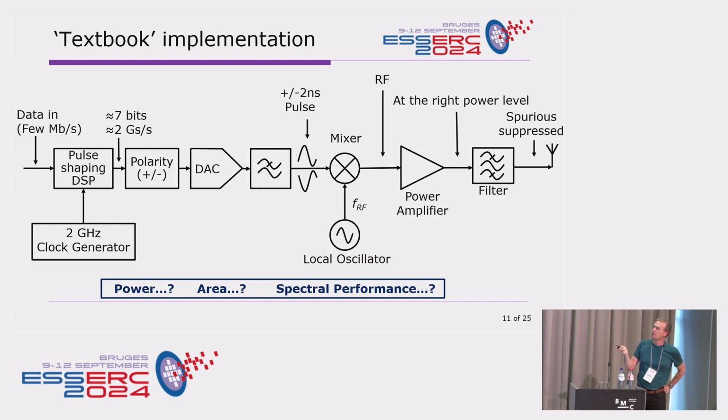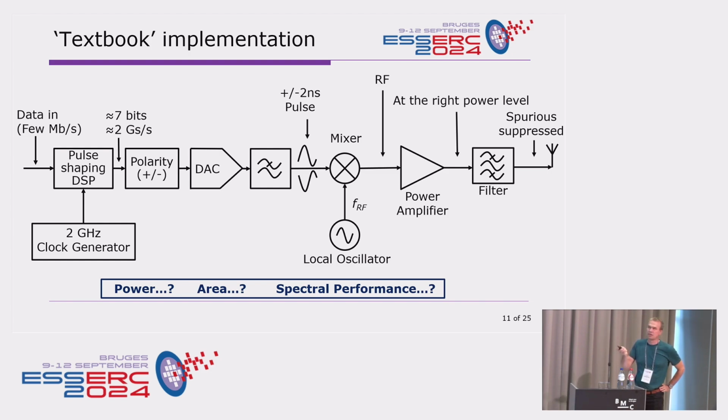Then I use a local oscillator. This is my gigahertz level oscillator. And in radio speak, the local oscillator is always the oscillator that is on your side, as opposed to the remote oscillator, which is the one you're talking to. A mixer, a power amplifier, maybe a bandpass filter to suppress lots of spurious emissions, and then you can go to the antenna.